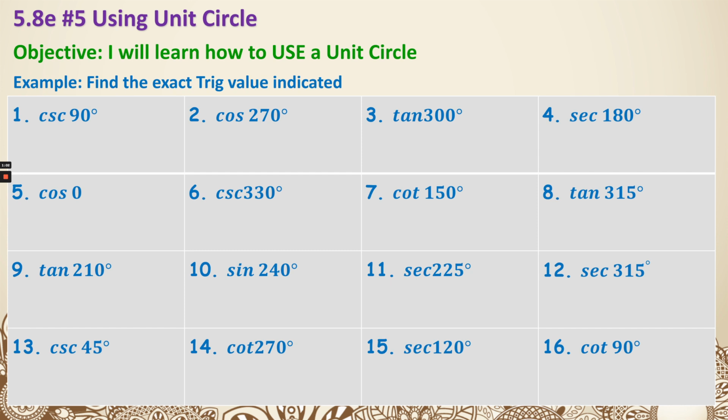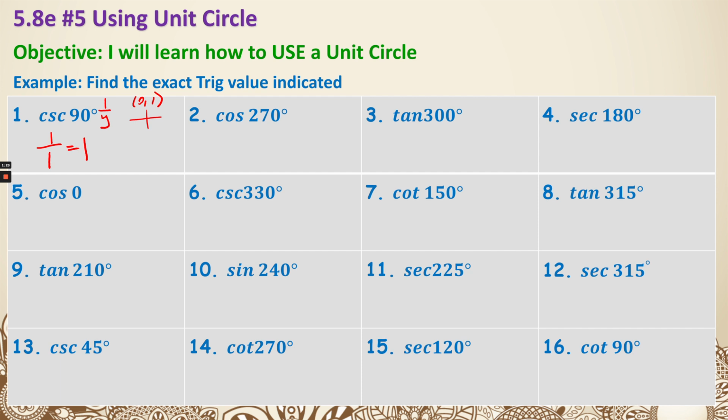First one, cosecant 90 degrees. If you recall quickly, here's a little small unit circle. At 90 degrees, the values we have is 0, 1. And cosecant is actually the reciprocal of sine. Since sine is y, this is actually 1 over our y value. So 1 over 1, and that is 1.